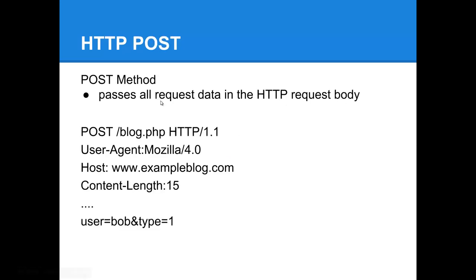The POST method passes all of the request data in the request body. So the first line of it will be the resource requested from the URL, so blog.php, and it's going to tell it the HTTP version. Now in the request body, it's going to tell it user is Bob and type is 1. And there'll be a tag in both of them saying what the content length is, etc.